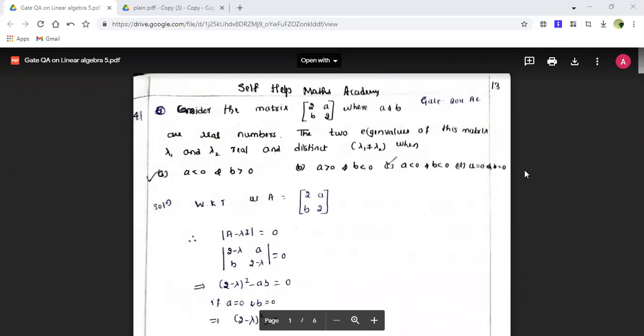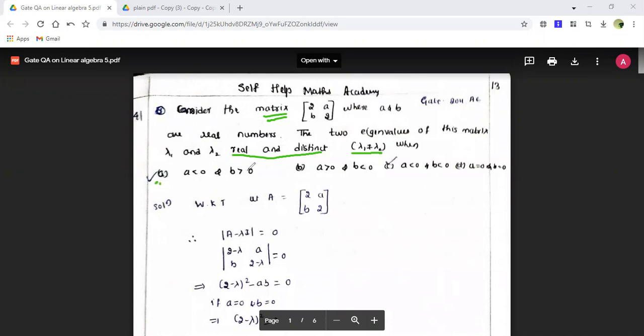So, today we'll begin with some more examples on linear algebra. Here, the first example of today: consider the matrix [[2, a], [b, 2]], where a and b are real numbers. The two eigenvalues of the matrix are lambda 1 and lambda 2, which are real and distinct. That is, lambda 1 is not equal to lambda 2. Then we have to find out when this particular condition will be true.